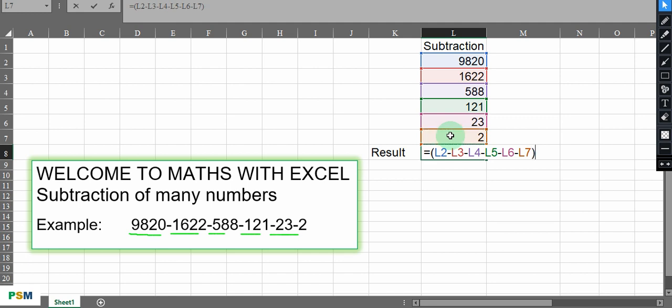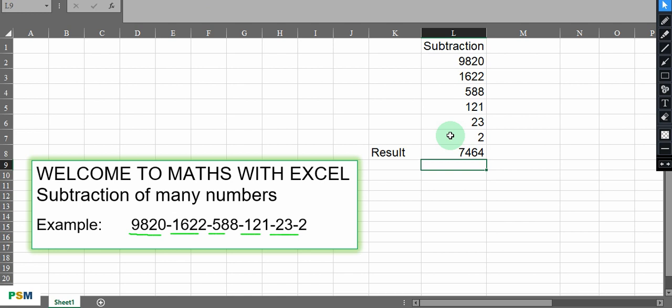To get your final result, you touch the enter key from your keyboard and you have the result to be 7,464. This is how to subtract many numbers in Excel.